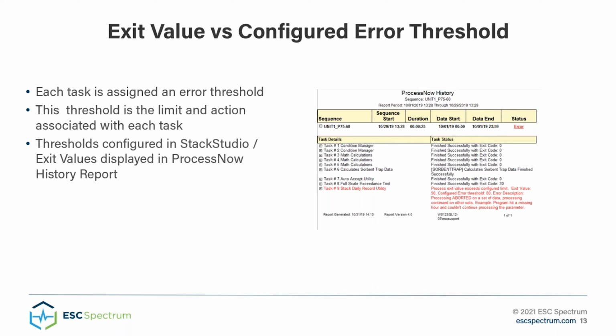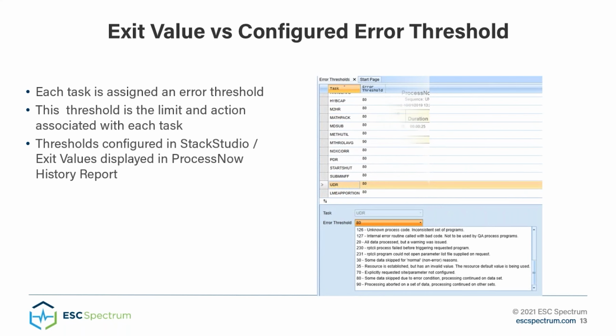So your configured error thresholds are located in the Stack Studio. The error threshold editor defines the lowest level of severity for a specific ProcessNow task to report a failure. The threshold codes represent the error situations organized by increasingly more severe problems. Therefore, the higher the code goes, the higher codes will also be reported as failures.